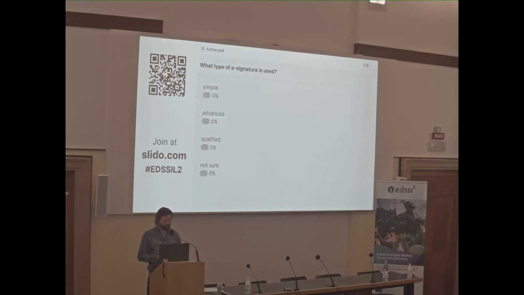Okay, so. And this is my last question for now, I think. What type of e-signature is used? And this, again, is a little ambiguous, but let's go with within your organization. So for those that use e-signatures in your organization, if you know, what type of signature? Is it just a simple image in a document? Is it some kind of cryptographical solution where you can actually validate it later on, which is advanced? Or is it actually a qualified signature from a qualified trust service provider?